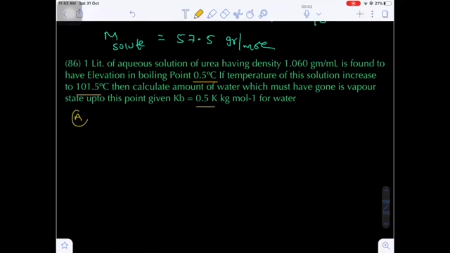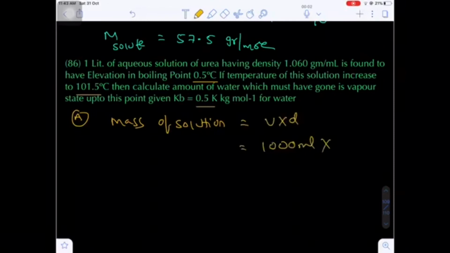Okay. Now first of all, what is the mass of the solution? What is the weight of the solution? Mass will be equal to volume multiplied by density. Here 1 liter, nothing but 1000 ml of solution, into the density of the solution, 1.06 gram per ml. So overall we are getting 1060 grams of solution. This is the mass of the solution.